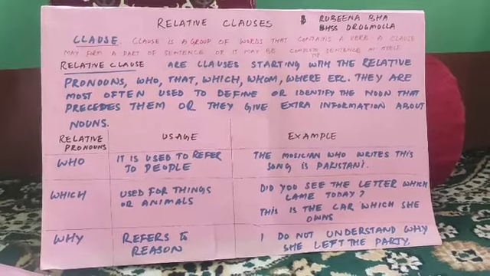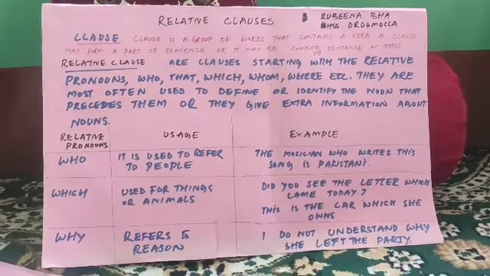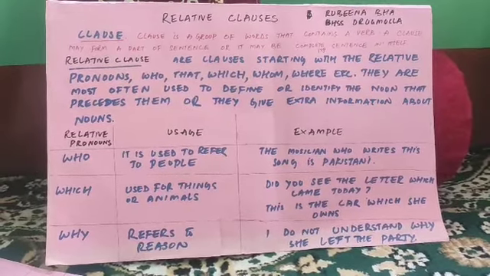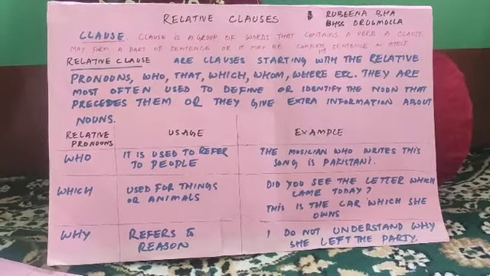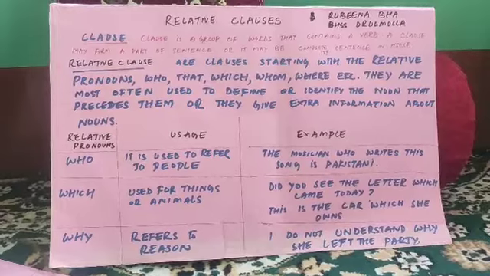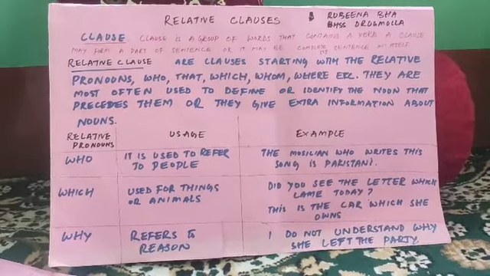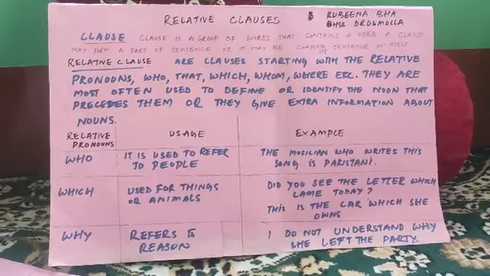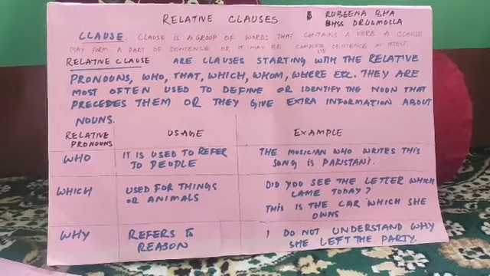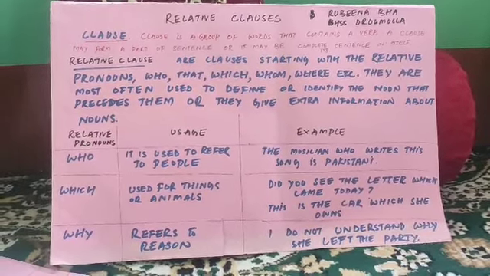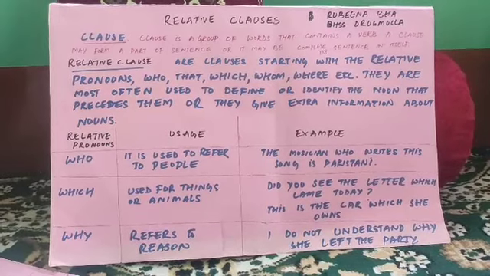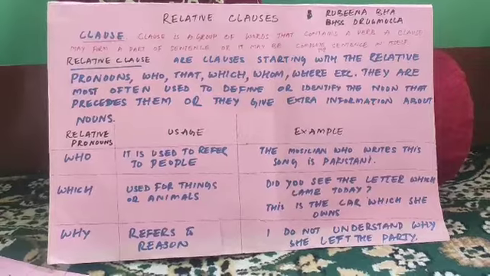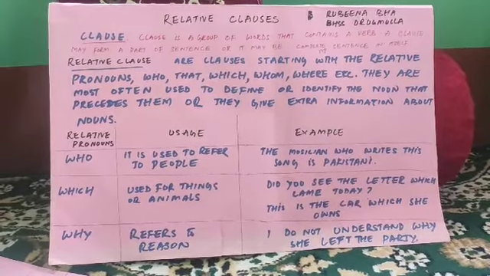These relative clauses start with relative pronouns such as who, that, which, whom, where, when, whose, etc. The relative clauses are most often used to define or identify the noun that precedes them, or they give extra information about the noun.